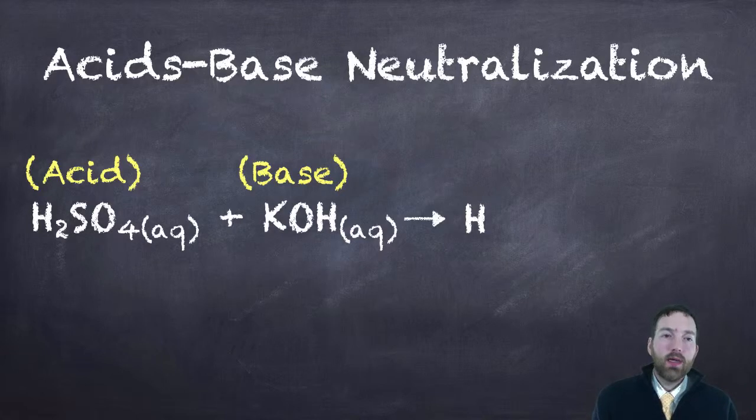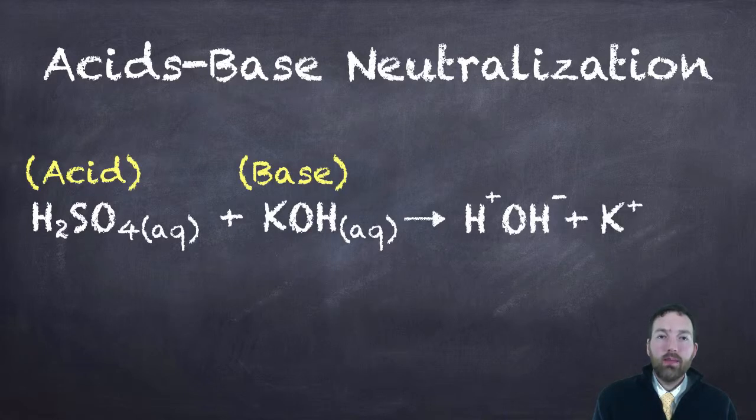The hydrogen ion from the sulfuric acid will now partner up with the hydroxide ion from the base, and it will make water. And then the potassium ion from the base will pair up with the sulfate ion from the acid. Okay, don't forget to crisscross your charges. We'll have K2SO4, and then we need to balance.